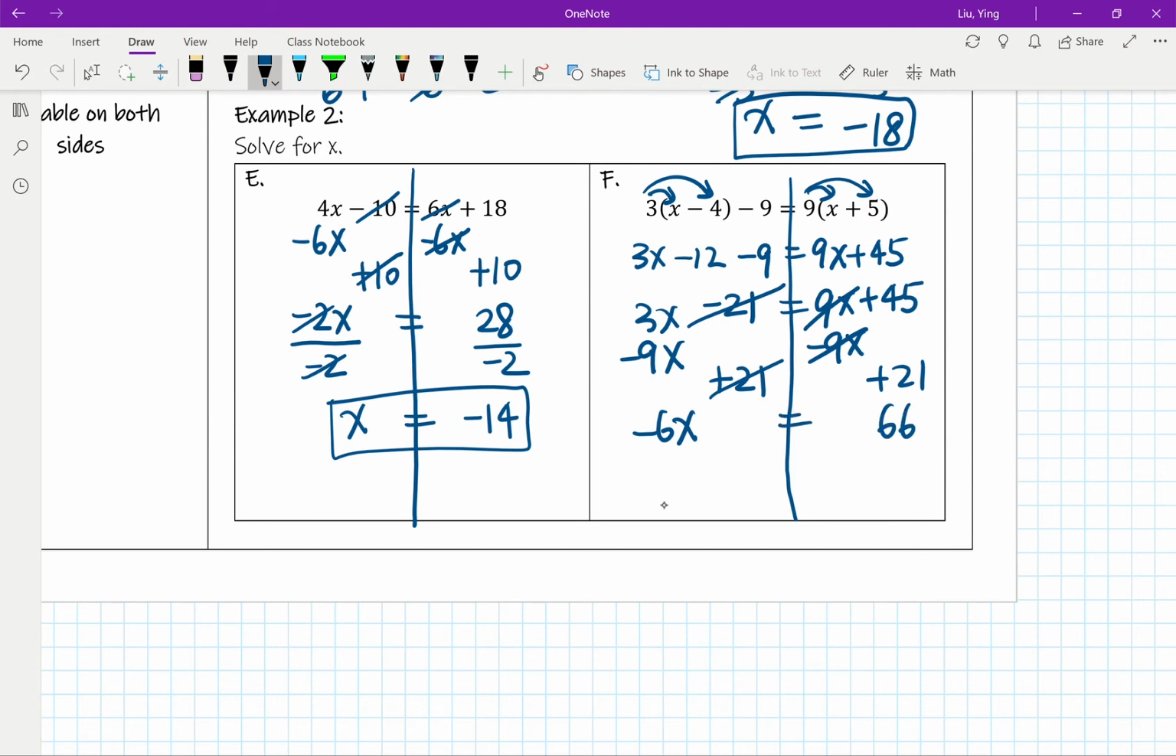Now we'll undo the negative 6. So we'll divide that on both sides. And then we have only 1x left. And on the right-hand side, that would be negative 11. And that's the answer.